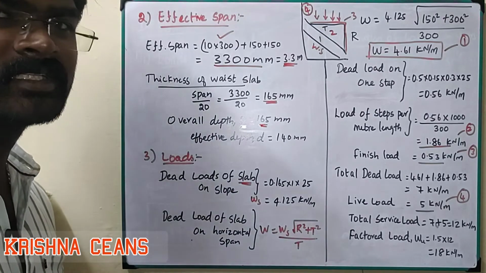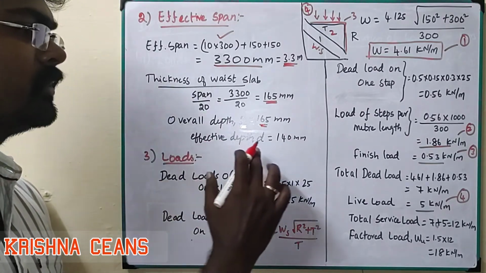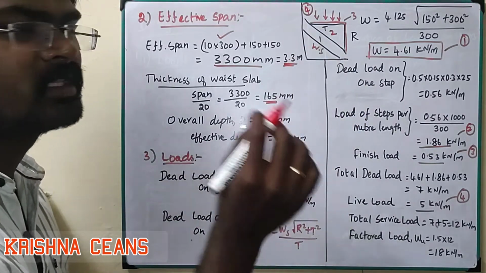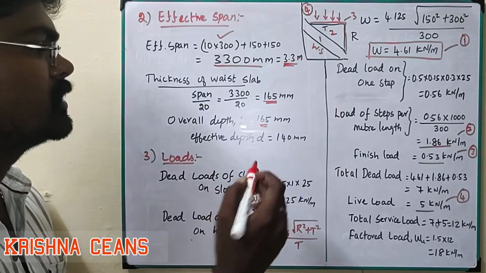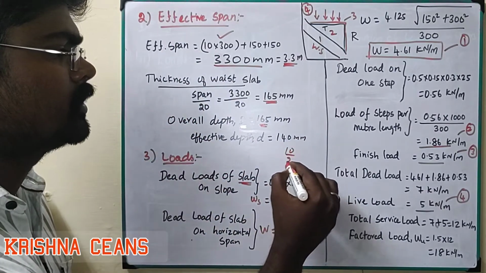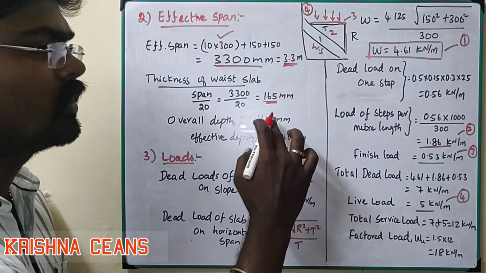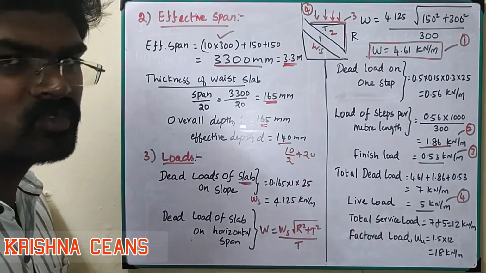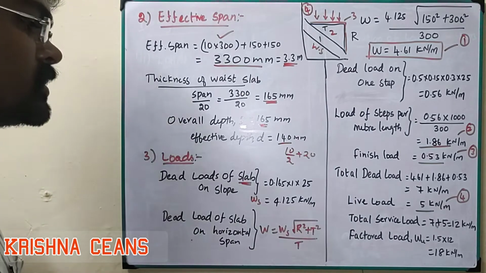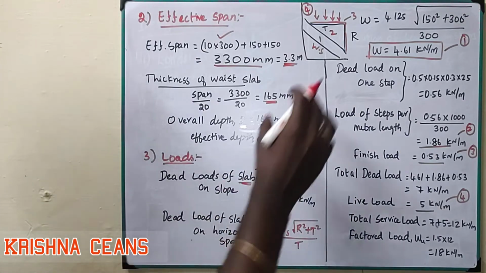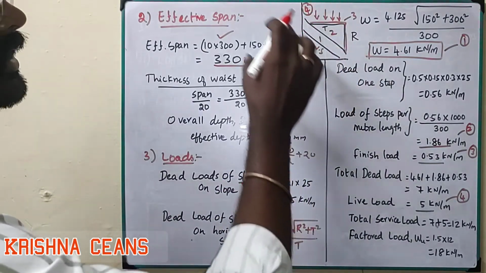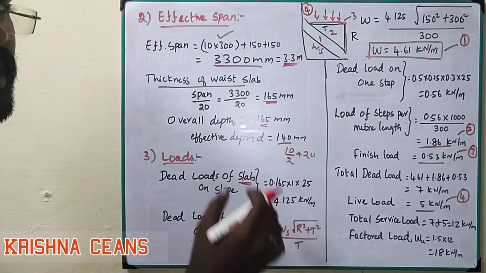So for the calculation purpose, we need to take effective depth d. So we will consider the diameter of the bar as 10 mm. So 10 by 2, then cover we consider as 20. So we have to deduct from 165, we will get the effective depth is 140 mm. So next step is load calculation. So we found the effective span and the overall depth and effective depth.